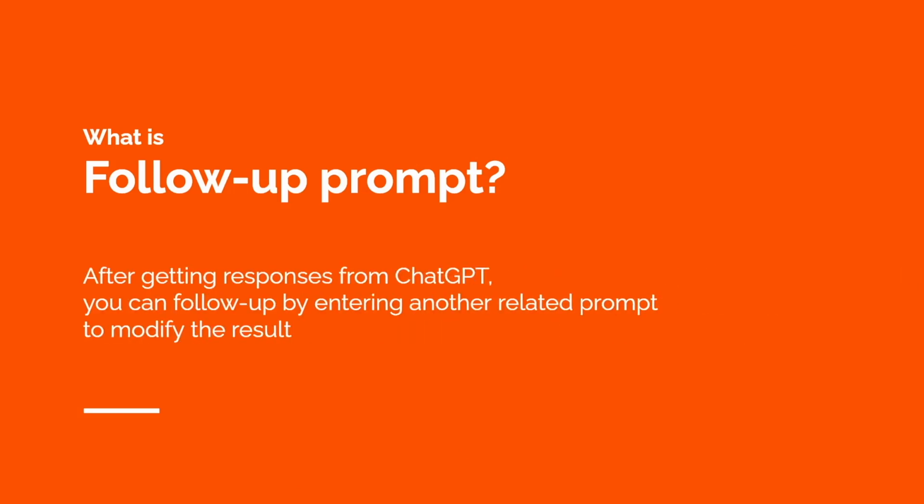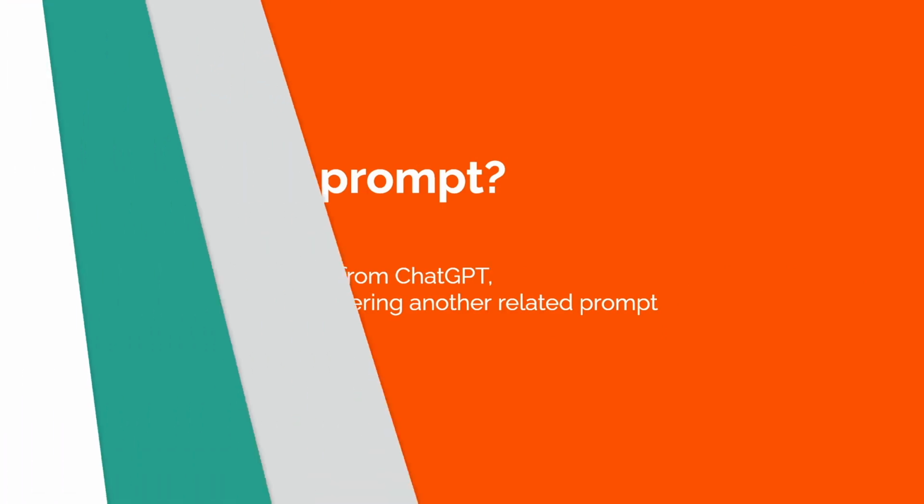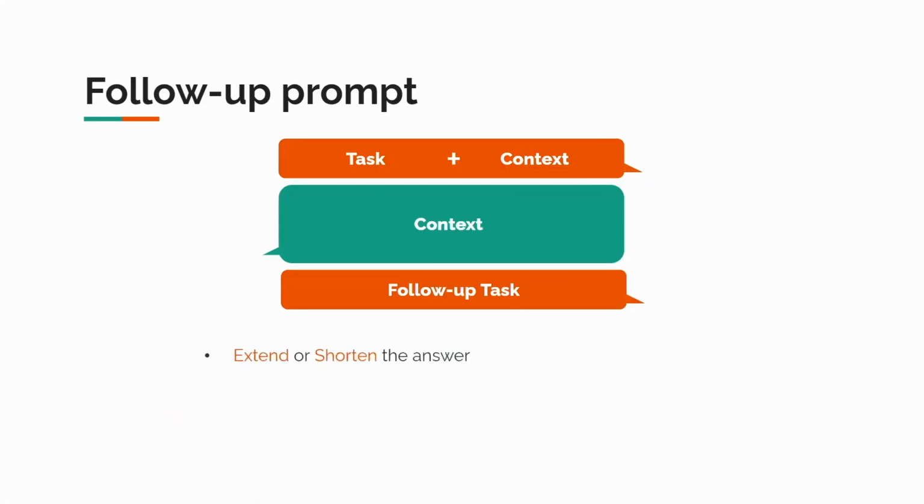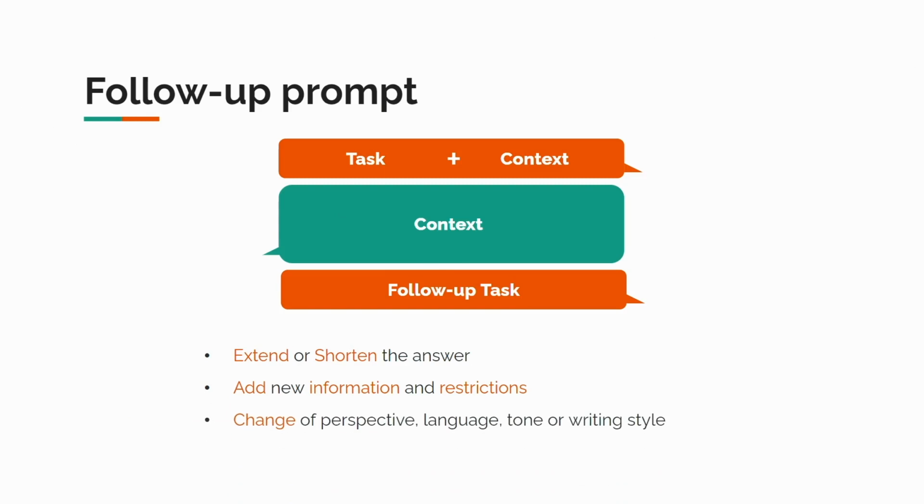After getting responses from ChatGPT, you can follow up by entering another related prompt to modify the result. This allows users to extend or shorten the answer by adding new information and restrictions, changing the perspective, language, tone, or writing style, or even pointing out any mistakes. This provides a dynamic and interactive experience and helps users to refine or tailor-make AI-generated content for specific needs and preferences.